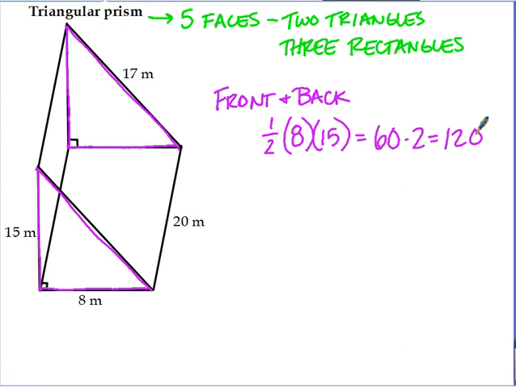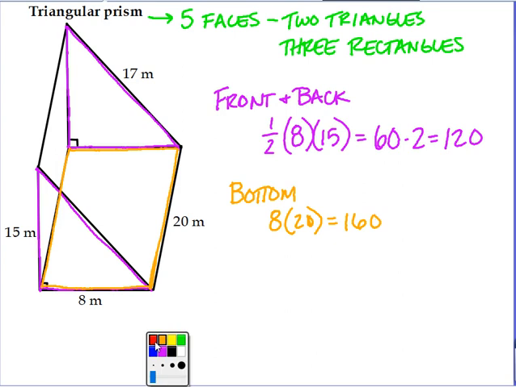Now the next one we look at, I'm going to do the bottom. Now there's only 1 bottom. There's nothing that's going to match that. Like in the last one, they all came in pairs. But in this one, this is the only side that's going to have these dimensions. So at the end, I'm not going to multiply by 2. I can just see that that's a rectangle, and that's going to be 8 times 20, which is 160. And that's it. We're not going to multiply by 2 because there's not 2 of them.